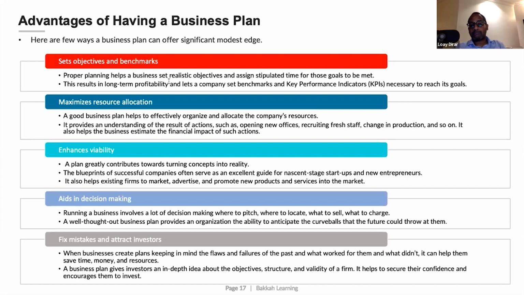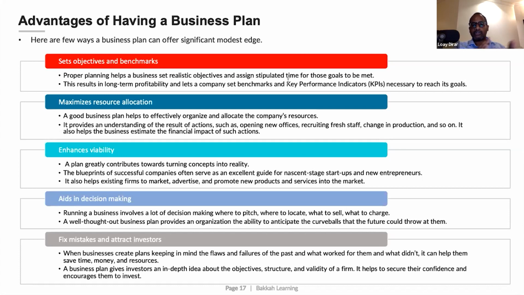Proper planning helps a business set realistic objectives and assign stipulated time for those goals to be met. And this is one of the things that we already covered earlier in this webinar. This results in long-term profitability and lets a company set benchmarks and key performance indicators necessary to reach its goals. So you better start with creating a benchmark with other competitors, even with other sister companies, if your company is part of a group of sister companies. You can set a benchmark, treat it as a baseline.